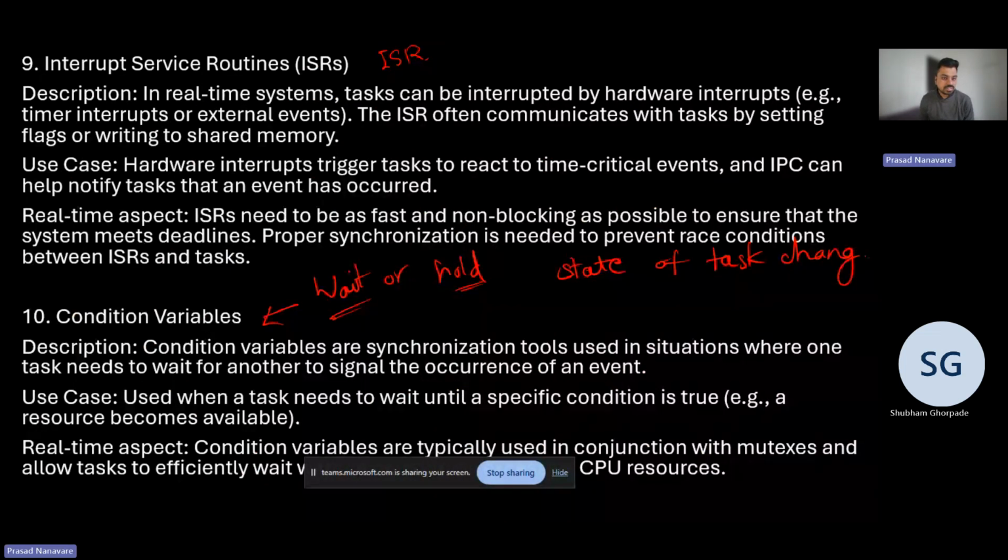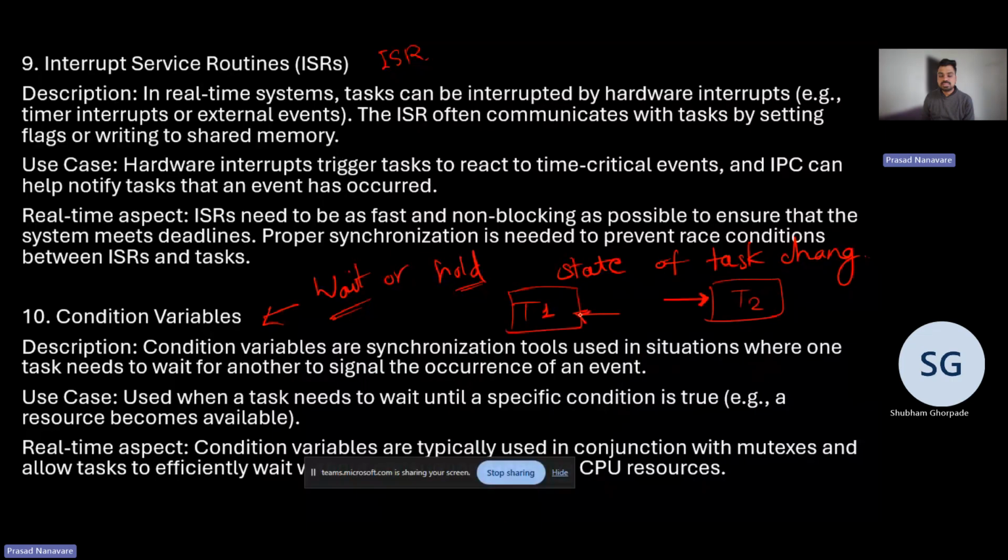based on the condition variable. So condition variables are synchronization tools used in situations where one task needs to wait for another to signal the occurrence of an event. Suppose T1 is executing at the moment, then T2 will wait on its own for some event to occur, and that event will act as a trigger point for T2.